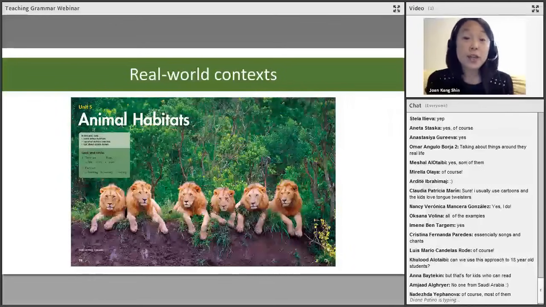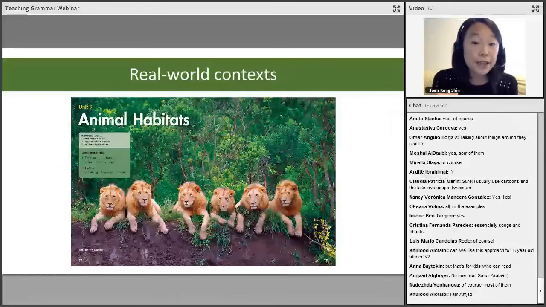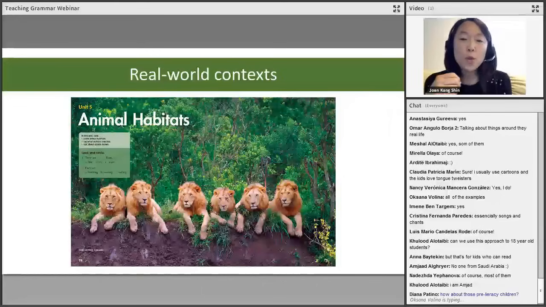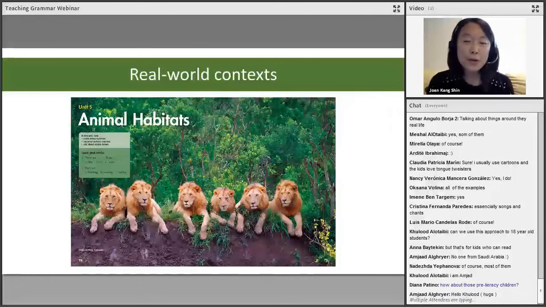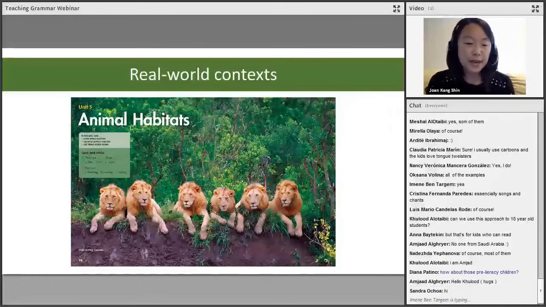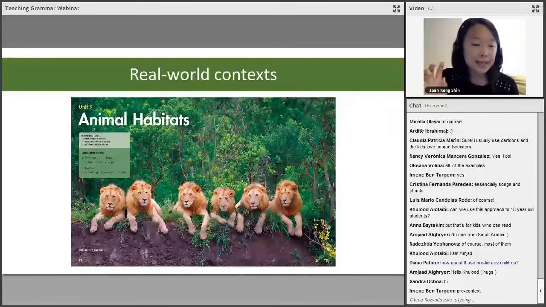Okay, so now what I want to do is to start talking about how to set up your lesson or create a lesson plan that helps to teach grammar effectively using these tips that I've mentioned. Okay, so what we want to do first is to create and present a real-world context. In this case, I'm going to give you examples from a unit about animals, about animal habitats, and I hope that you enjoy it.